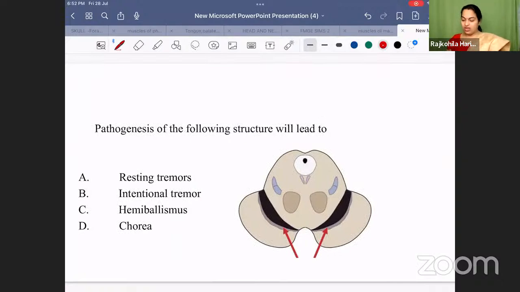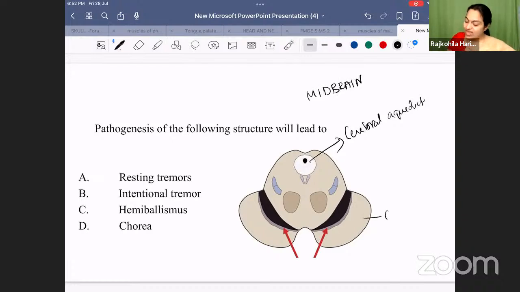Now, this one, what is this a cross section of? You can see a cavity here, a little posterior. That's the cerebral aqueduct. So which part of the brain does the cerebral aqueduct traverse? It's the midbrain. You see a cross section of the midbrain, right? So this is the crus cerebri of the midbrain. What is this dark area here behind the crus cerebri? That's the substantia nigra, which secretes dopamine. And deficiency of dopamine is going to lead to which disease?